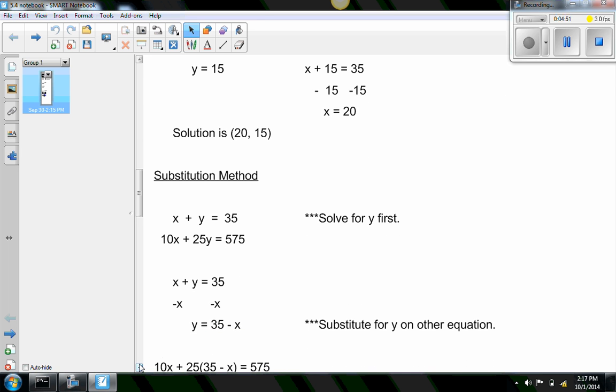There I'm showing you how I'm doing it. I'm subtracting x, so y equals 35 minus x. Once you have solved one of them for y, you can go ahead and plug this 35 minus x in for y in the other equation.